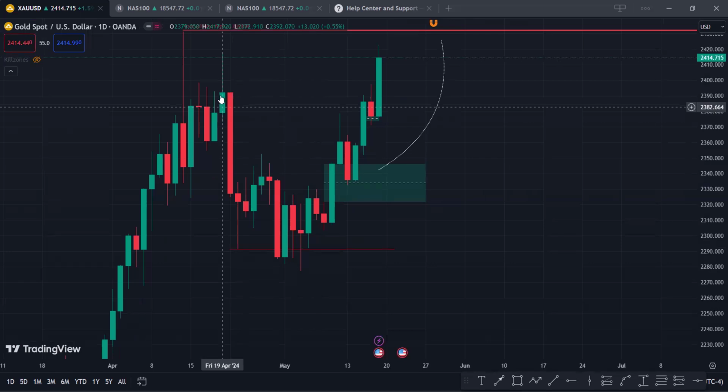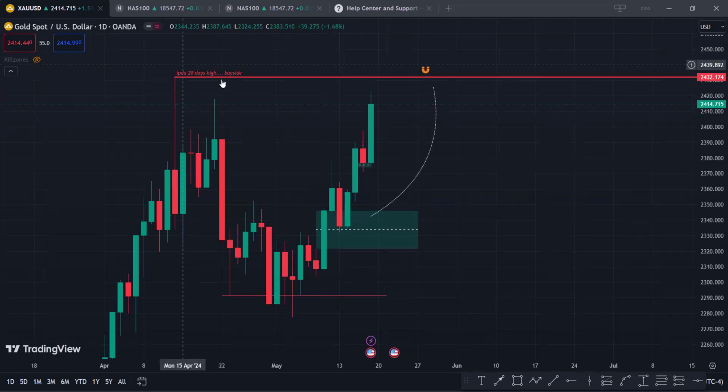I also explained to them that this order block, when we see a body candle closing within this order block, right, it can also be a signal that this is not going to sell, it is going to buy and attack our previous 20 days high, this buy side liquidity.